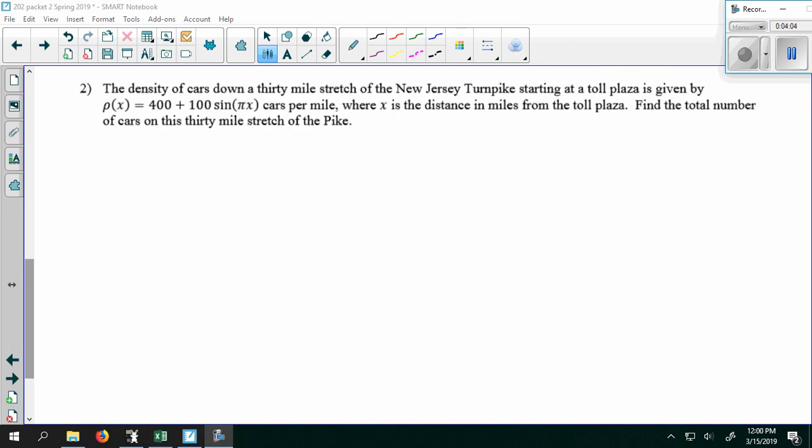Okay, this time we have the density of cars down a 30-mile stretch of the New Jersey Turnpike starting at a toll plaza is given by rho of x is 400 plus 100 sine pi x cars per mile. x is the distance in miles from the toll plaza. So find the total number of cars on this 30-mile stretch of the pike. So I'm going to draw myself a picture. This is the New Jersey Turnpike. Here's the toll booth at mile 0. And here's 30 miles later that I'm interested in. I want the number of cars on here.